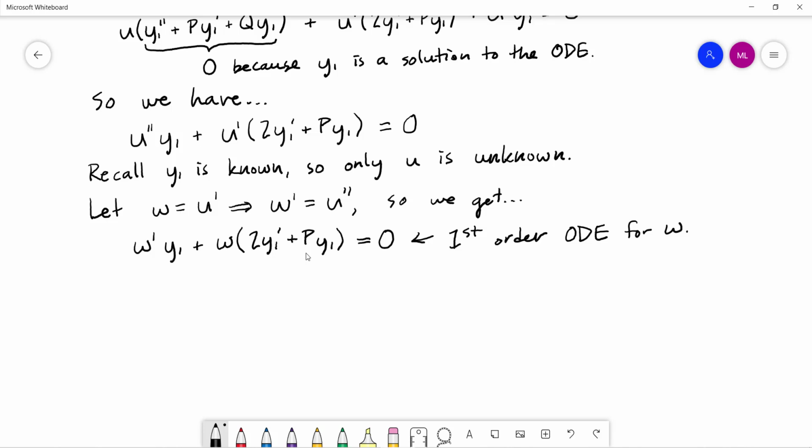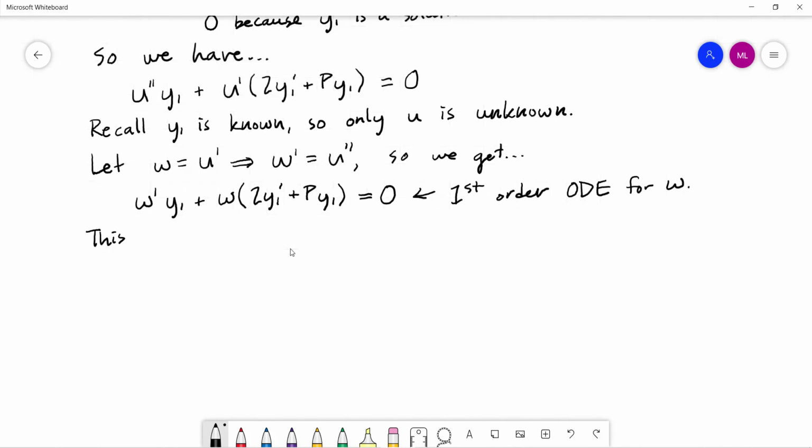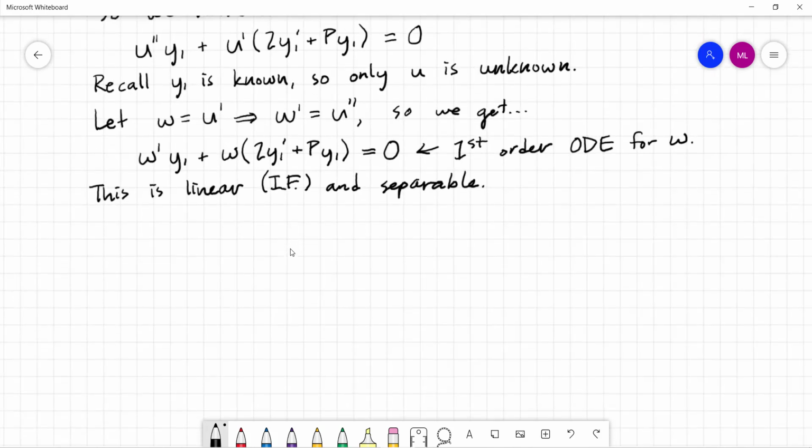We need to solve this for w. And it turns out to be a first order ODE. It also is linear, right? There's no weird nonlinear dependence for the w, so we could solve this using integrating factor. It turns out this is also separable. So we have a couple of approaches. This is linear, meaning we could use integrating factor. And it also is separable. So we get to pick. Pick your poison. I'm going to treat it like a separable equation. So let's treat it like it's separable.